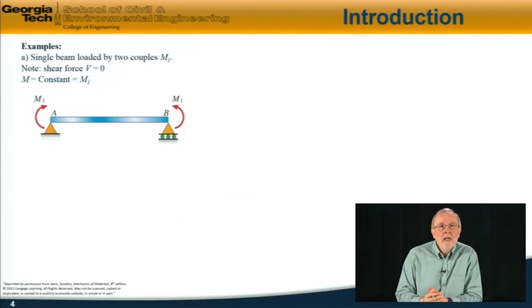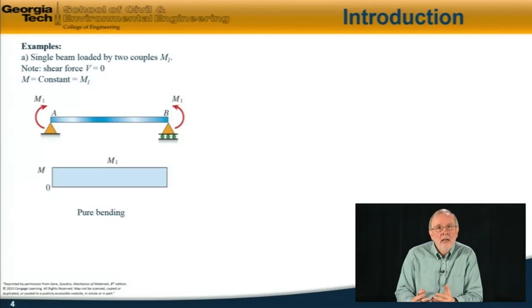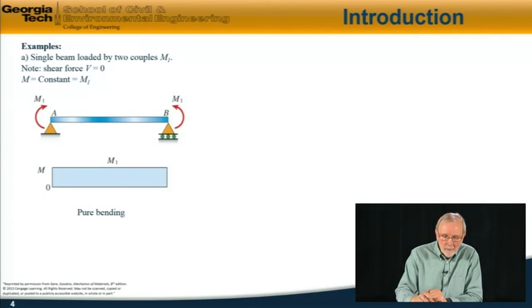So let's illustrate that first of all. I have a simple beam here which is loaded by two couples M0 at the ends. So the shear force V in this beam is everywhere zero, and the bending moment is equal to a constant, M1. And the bending moment diagram therefore looks like that. So that is a constant bending moment, so that is what we call pure bending.